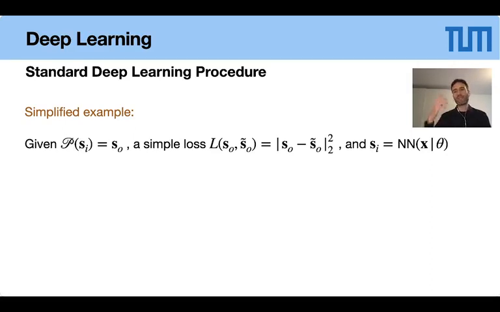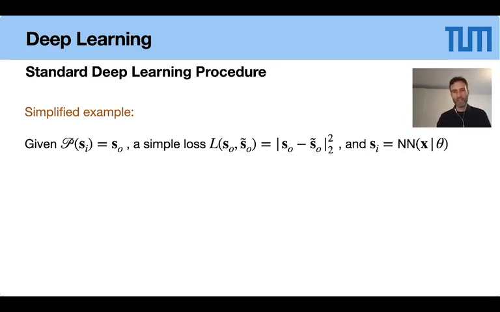So the network gets some input X. Traditionally, it's called f of x in the literature, and the weights are typically denoted by theta. So the neural network is conditioned on these weights theta. With these weights, it produces the input for our simulator.